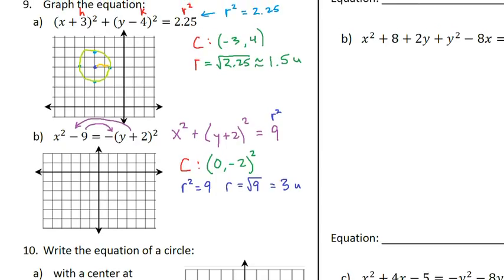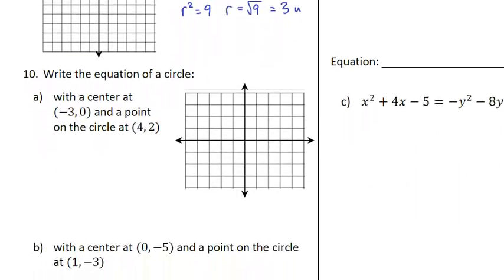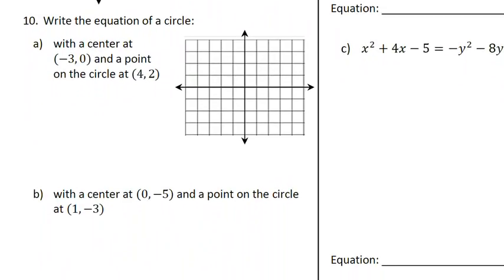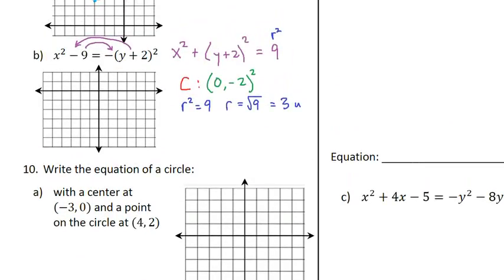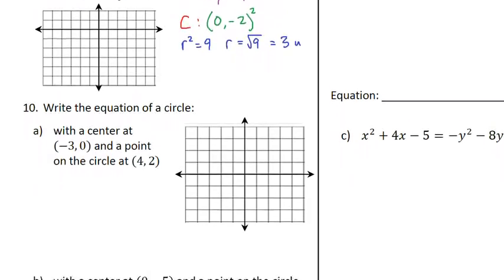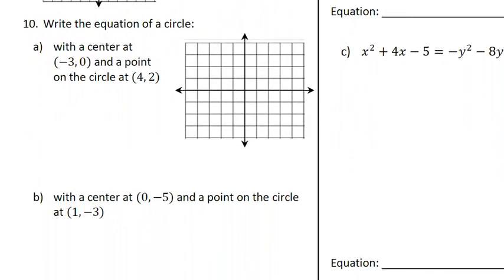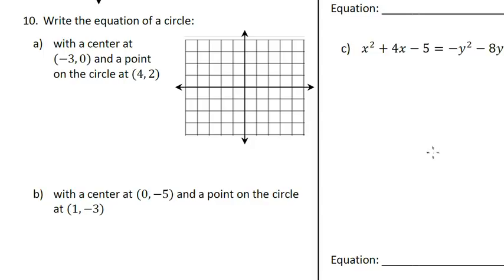All right, let's do one more question here. Question number 10. Actually, you know what? Yeah, I'm going to skip that graph. You guys can do that on your own. All right. Question number 10. Write the equation of a circle with a center at -3, 0, and a point on the circle at 4, 2.